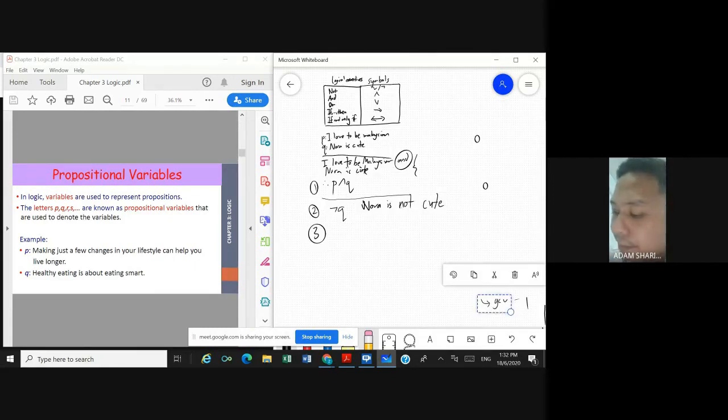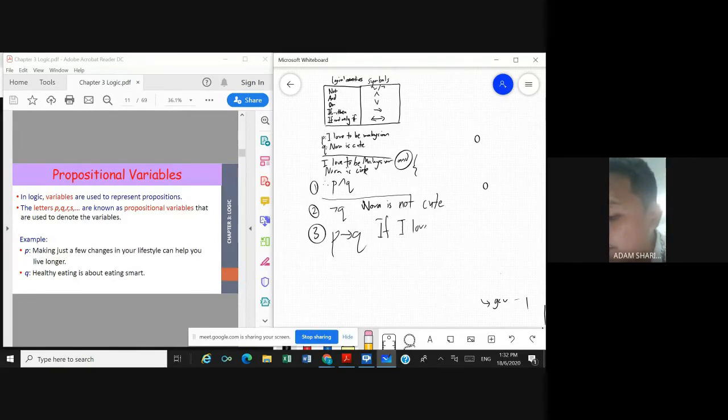Proceed to the next question. What is P implies Q? Okay, later we will go very deeply into one by one. But again, if I want to change it into an English statement, then it will be: if I love to be Malaysian, then Nora is cute.